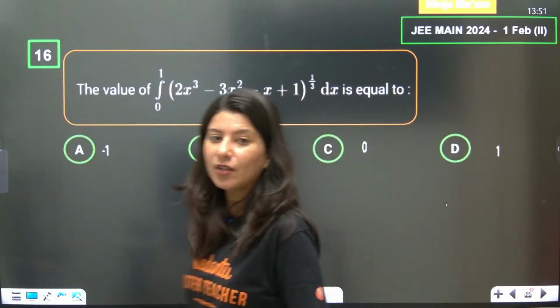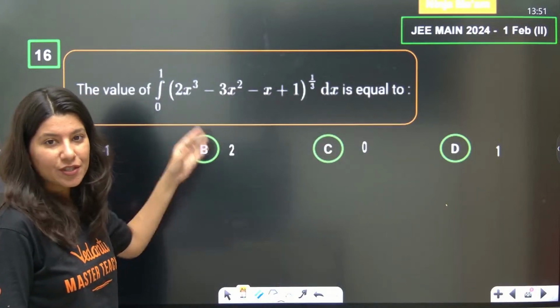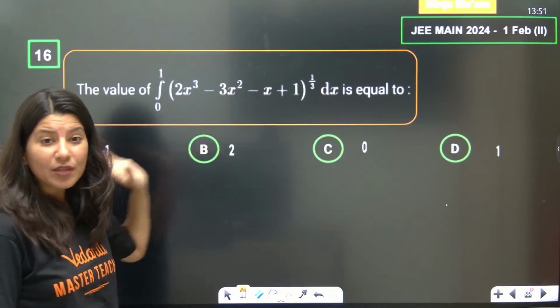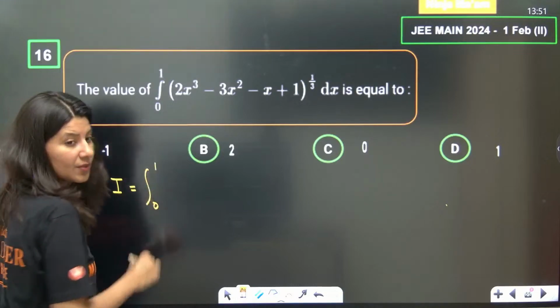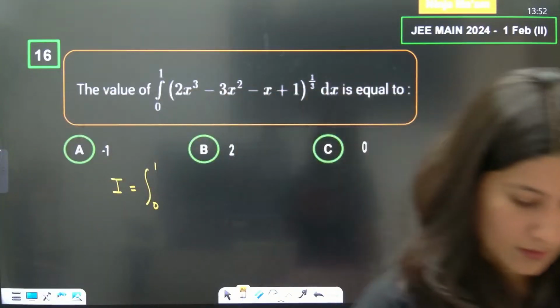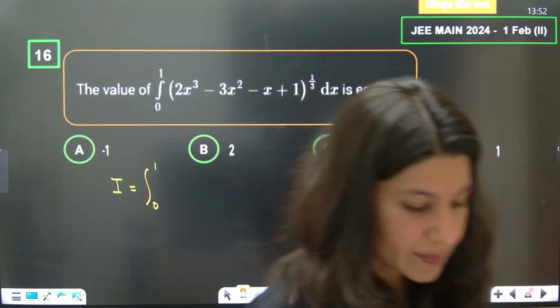All right. Now the next question is from integration. Okay, and this is, by the way, based on King's property. You'll be shocked, ma'am. How come King's property?